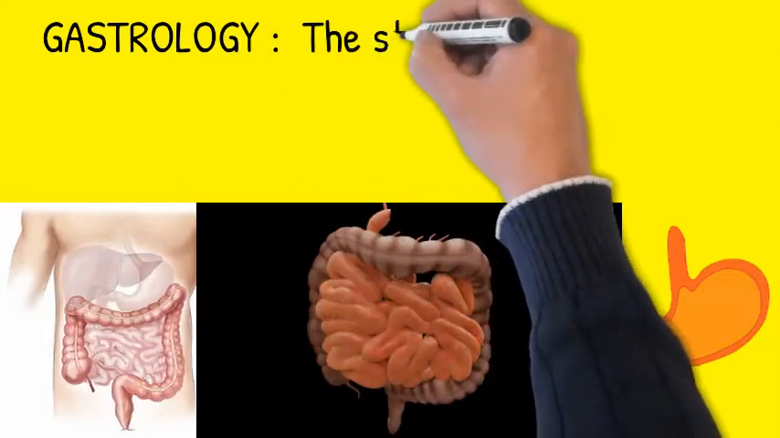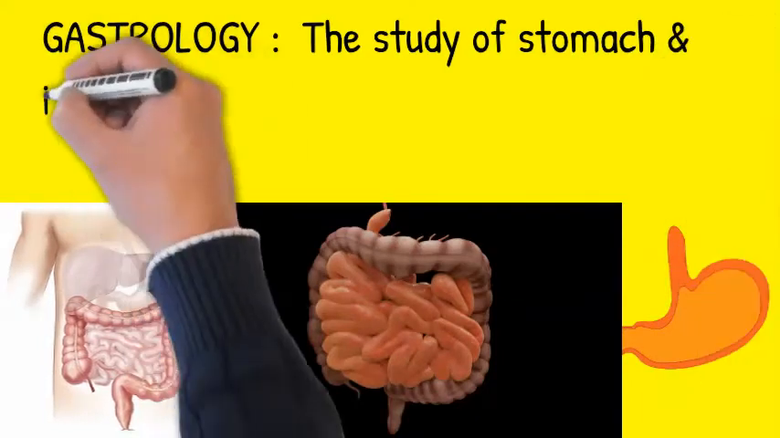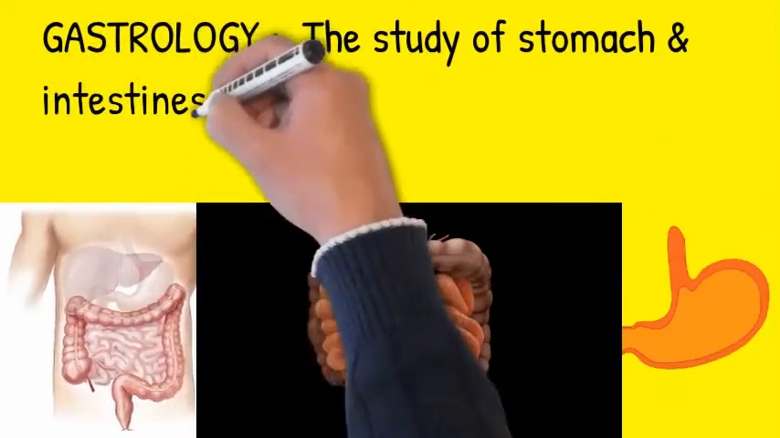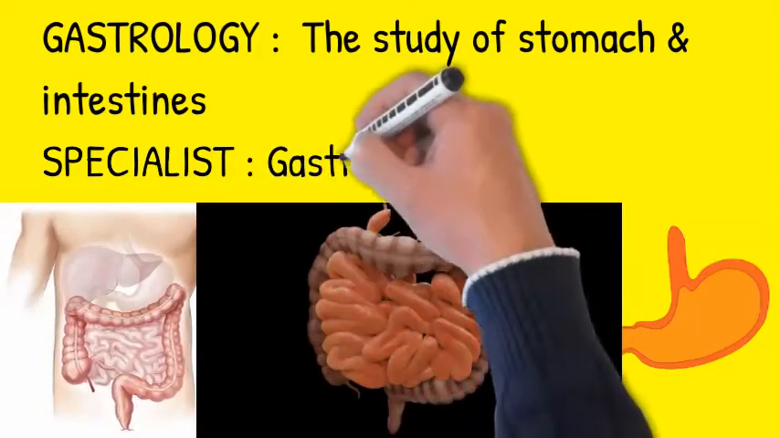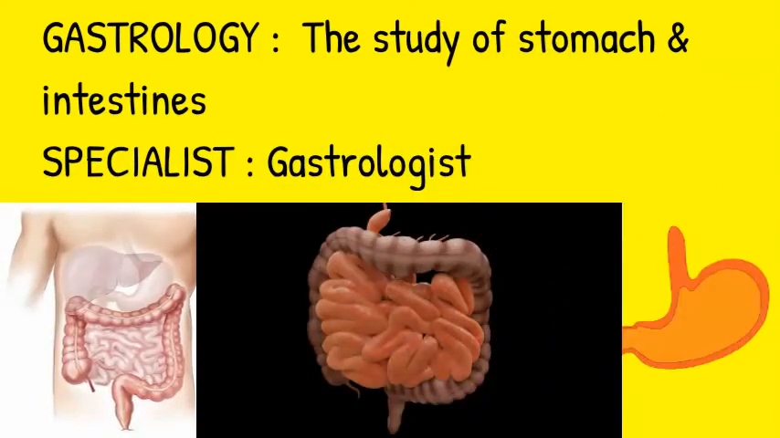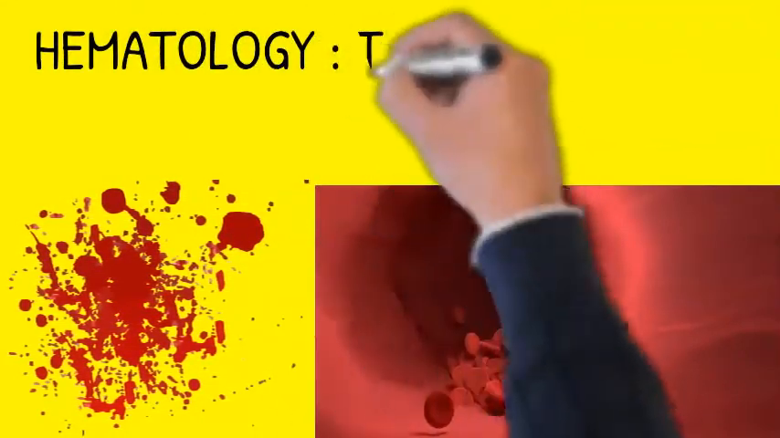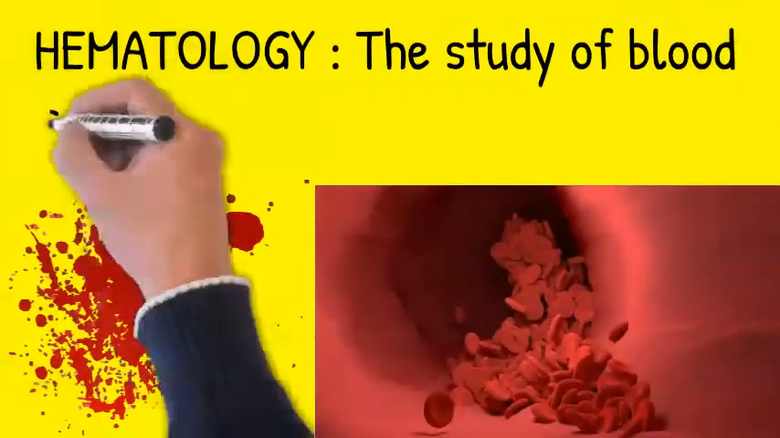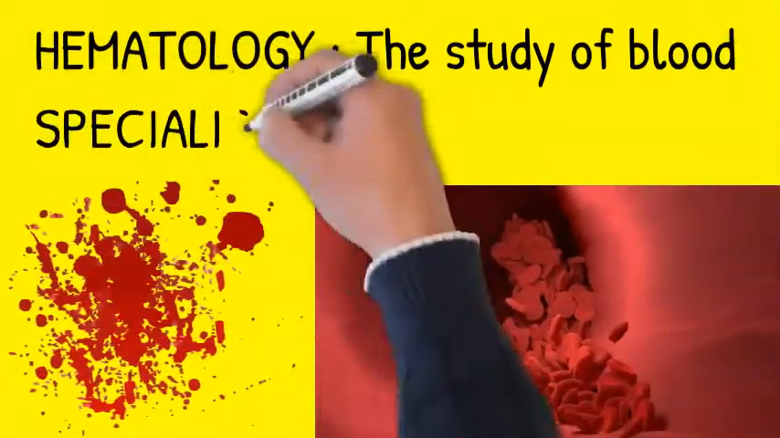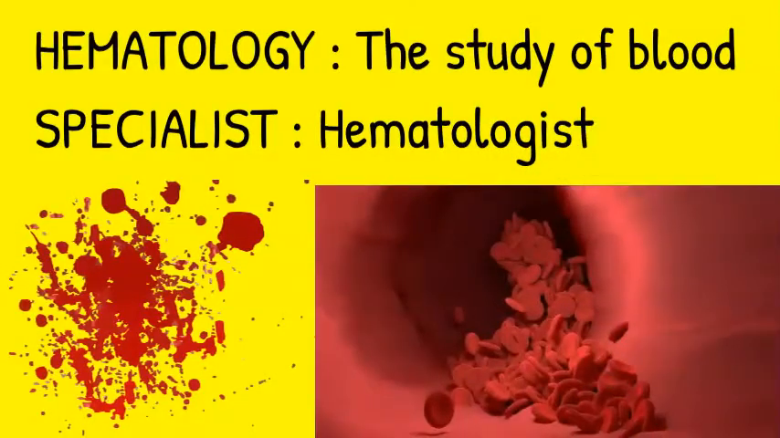Stomach and intestines. The study relating to stomach and intestines is gastroenterology. And a person who specializes in this field is a gastroenterologist. And the study relating to blood is called hematology. And someone who specializes in this field is a hematologist.